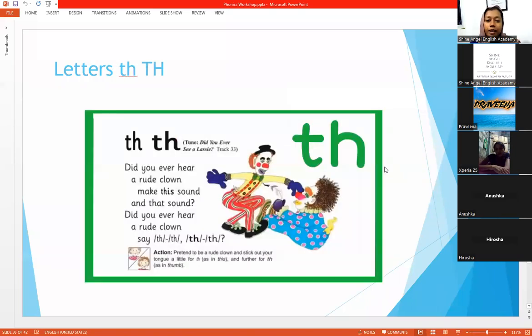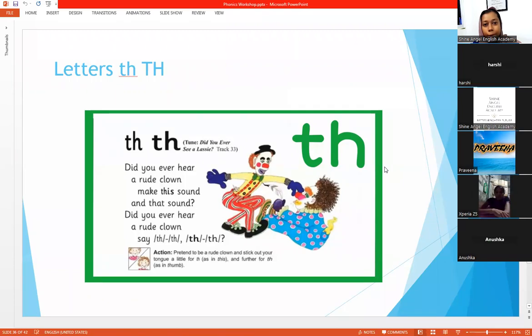Okay. There are two TH here. You know what I'm going to ask now, right? What is the difference between the first TH and the second TH? Does anyone know? Very good. It should be the and the, right? One has the sound just like the D, and the other one has the T sound. Thank you, Harshi, and good job.